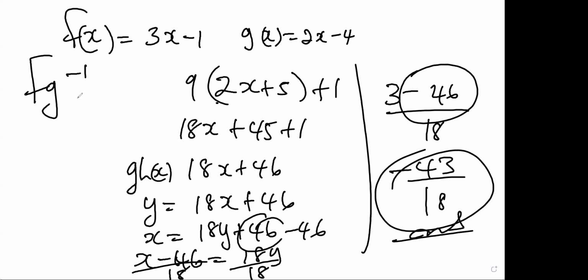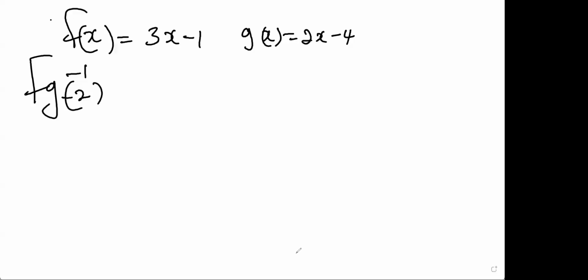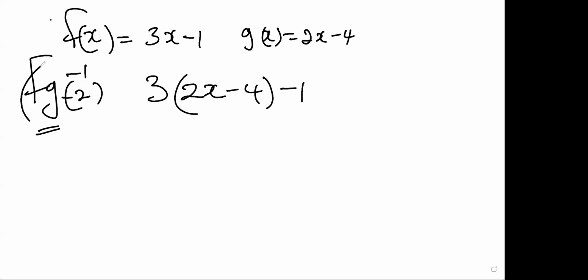Find fg inverse of negative 2. Let's see if we can have the same result with a negative. So g, so it's 2x minus 4. And then f, so 3x minus 1. So for the persons who are late, this is what we're doing. We're finding the composite function first. Then you find the inverse, and then we substitute negative 2.